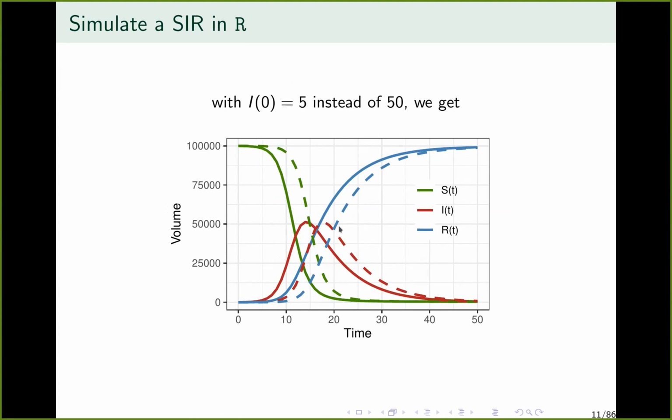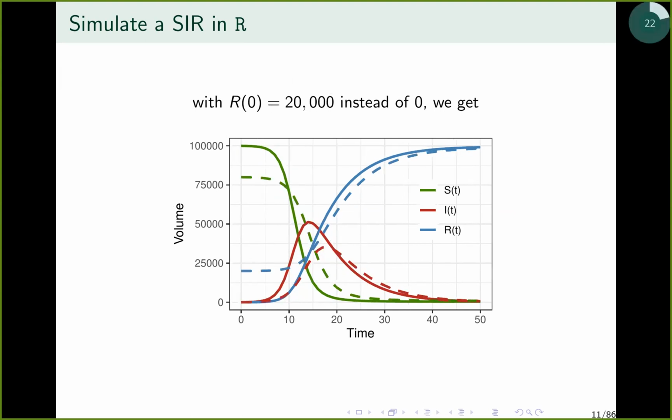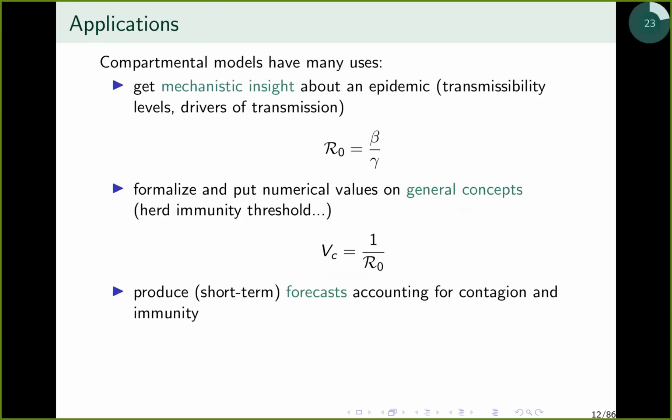So I think it's good to understand, when you look at data, for instance a COVID wave or anything like that, what the parameters actually do. Yes. So the applications of these compartmental models, you can use them for many things, and especially for COVID, many people use them for many things. The first thing is to get mechanistic insights about an epidemic. You can have transmissibility levels. You can have the drivers of transmission.